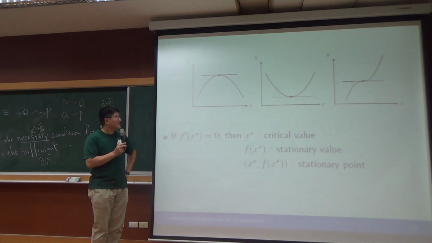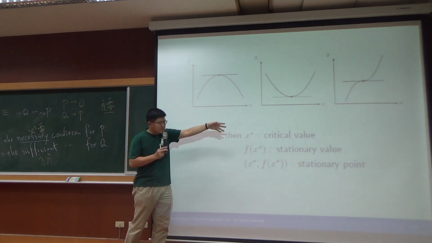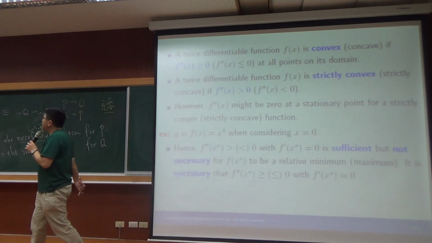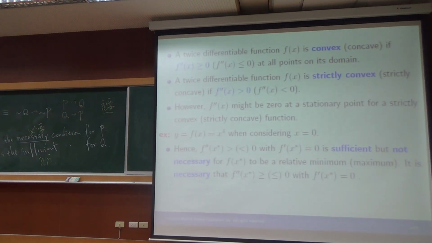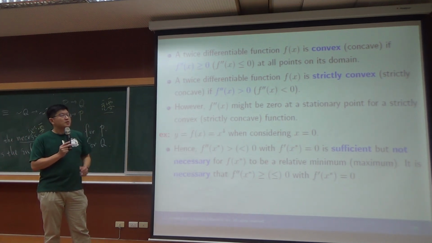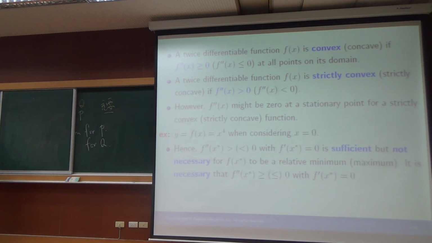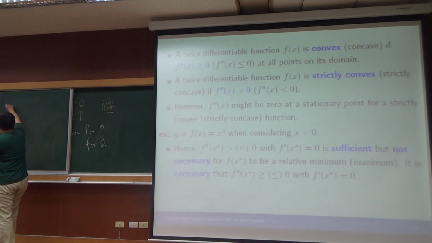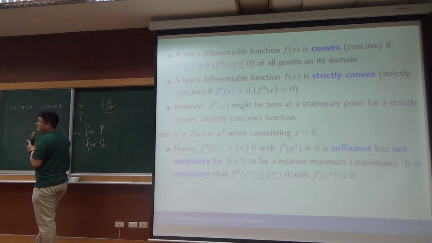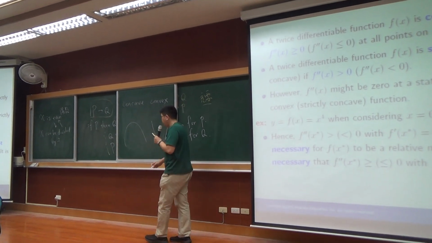All right. Once again, critical value, stationary values, and stationary points. I decided for this semester to skip this slide and you just want to know two terms, concave and convex. So this we call convex, and this would be concave.